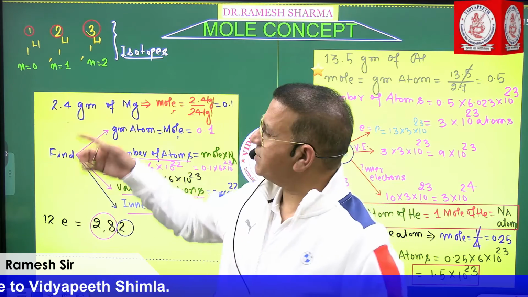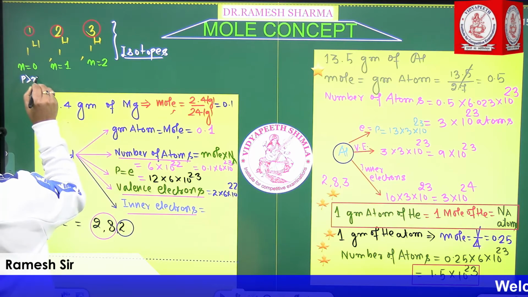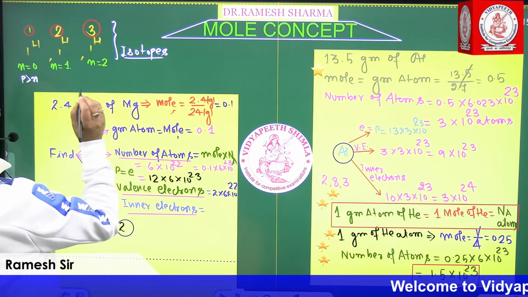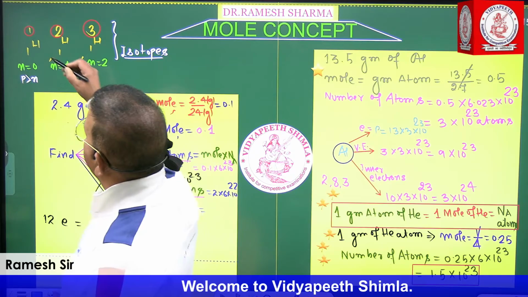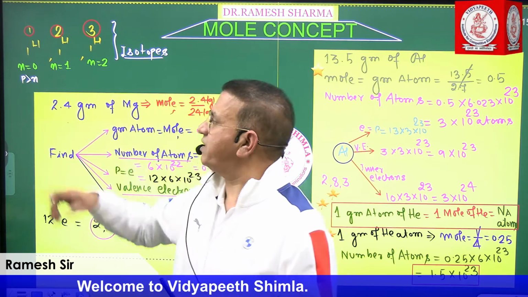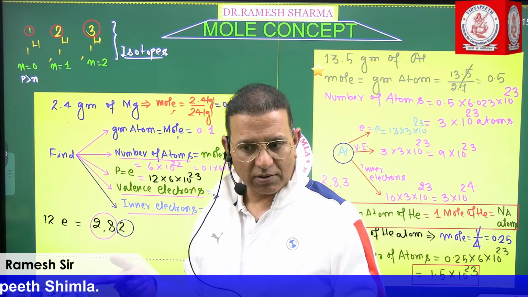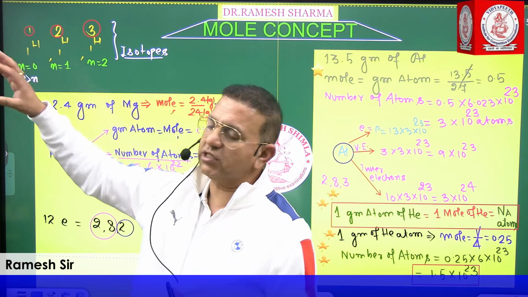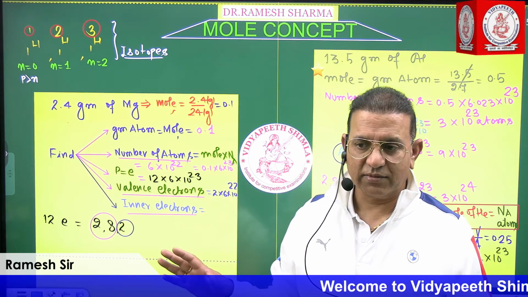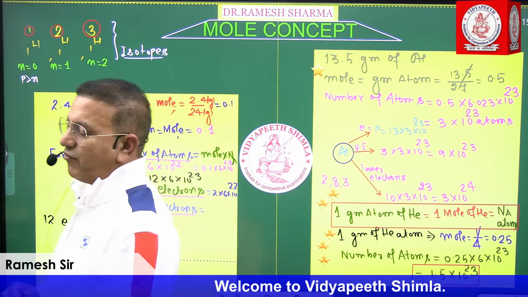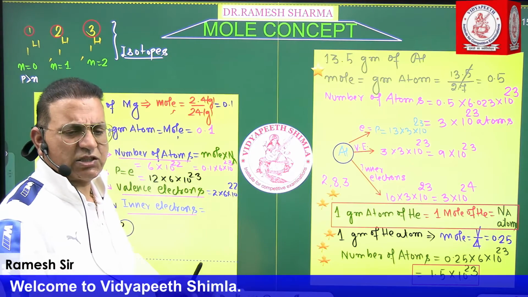No, this is the only element where proton is greater than neutron. Otherwise, in all cases, the neutrons are greater than protons. It means from here to here, the n by p ratio in this case is 1, and in this case it will be 2. So out of all these, the most unstable is tritium. That's why when you study tritium, it is written that it is radioactive. It means its existence will be very, very less.